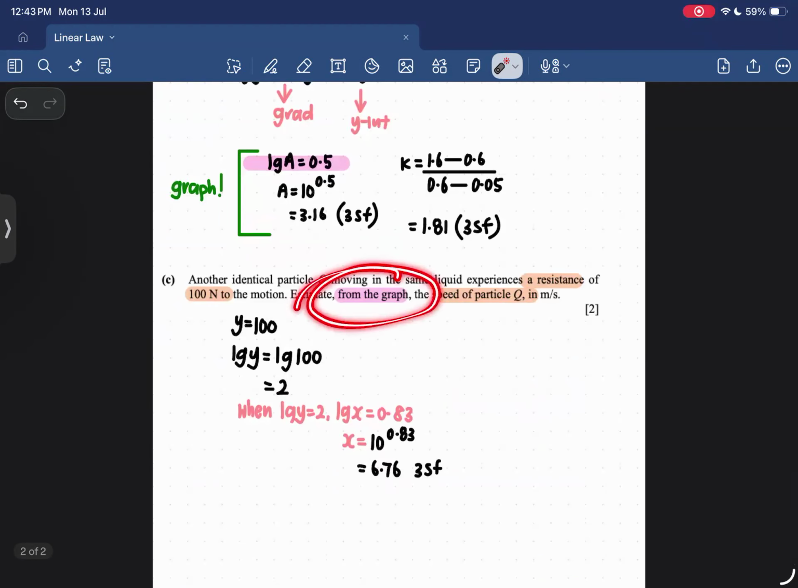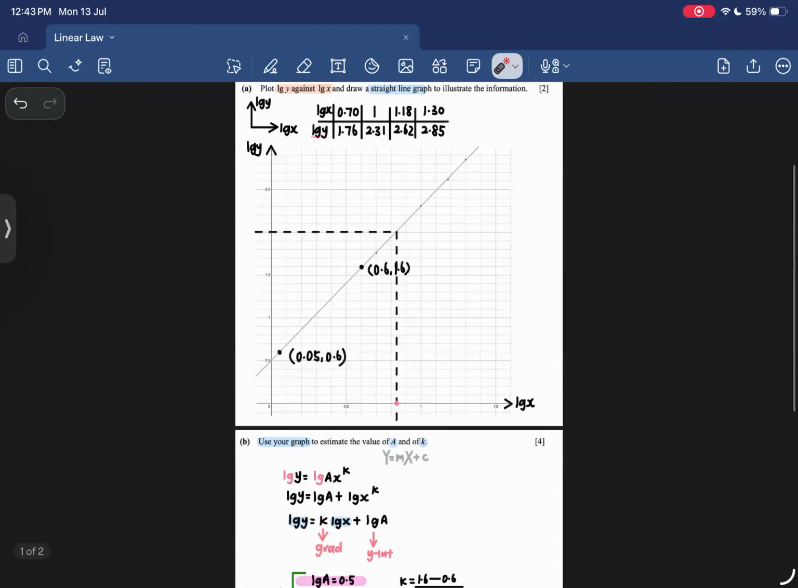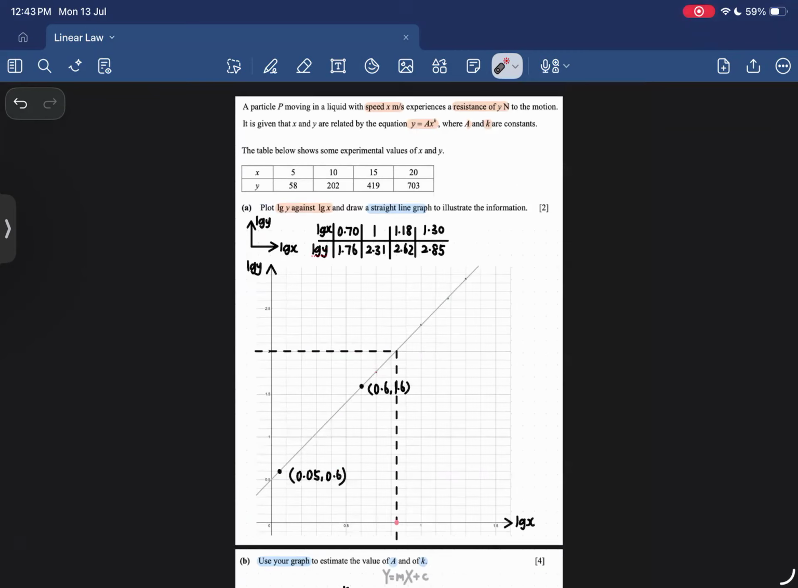So this one also, again, you never see the words 'from the graph'. How many marks is this one? 6.76, so you can get full marks for this one. Please be careful. Linear law is something you can score and you must score.